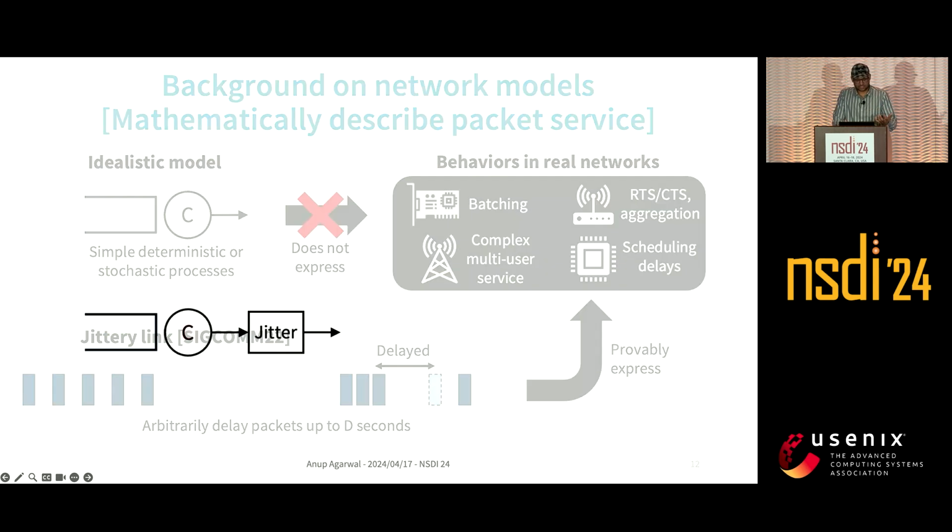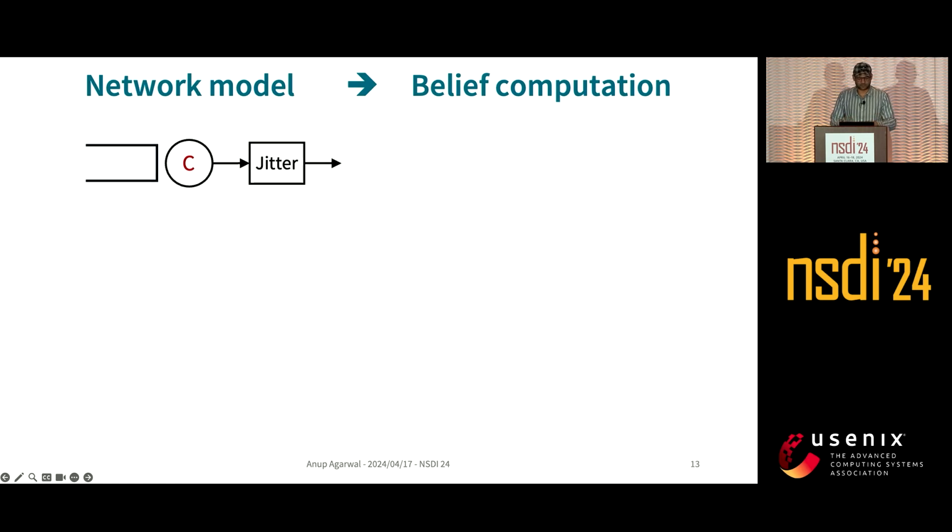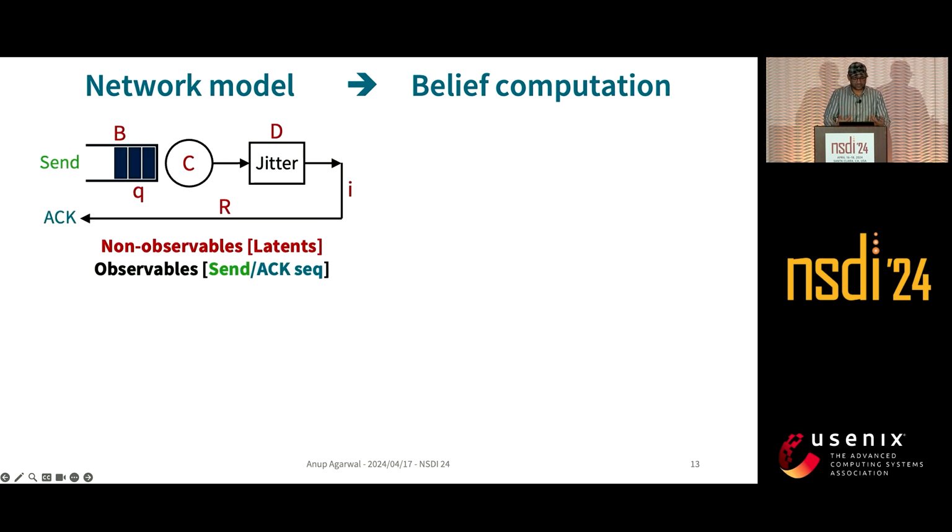So using such network models, we derive belief computations. Right off the bat, the mathematical encoding of the network model first defines some variables that can be observed by the CCA, and also some internal state that is hidden from the congestion control algorithm. These non-observable variables directly form the dimensions of the belief set.